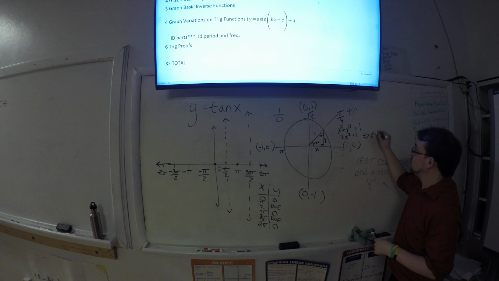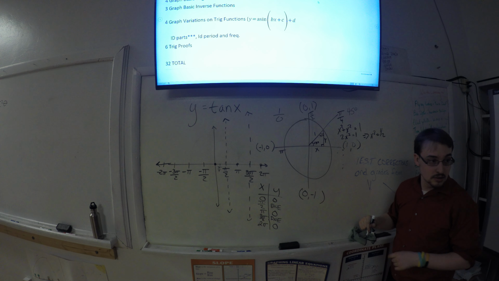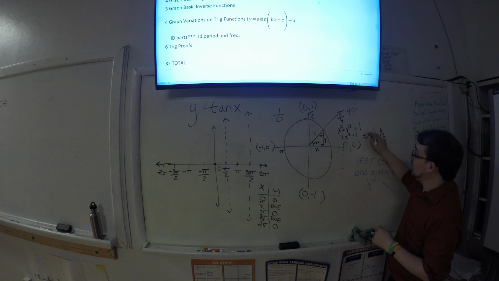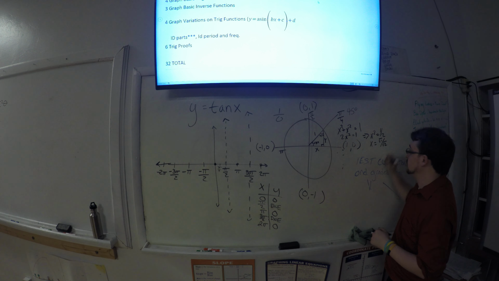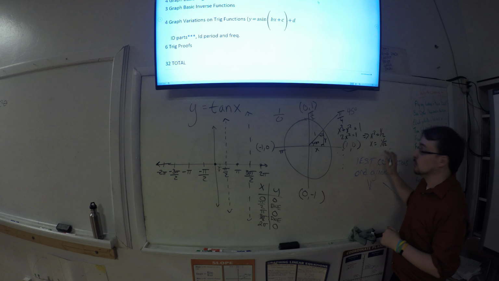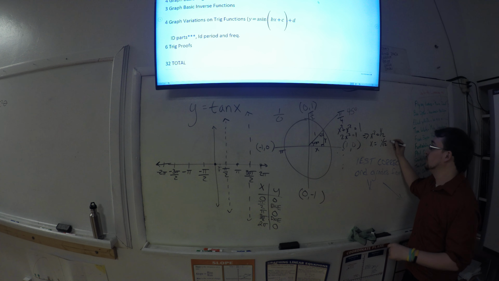Divide by 2. X squared equals 1/2. We're going to square root both sides. X equals square root of 1 over square root of 2. Square root of 1 is just 1. Root 2 is in the bottom. That's not okay. How do we get rid of a root 2 in the bottom? Multiply by root 2 over 2.